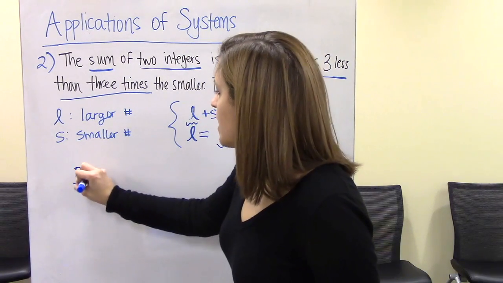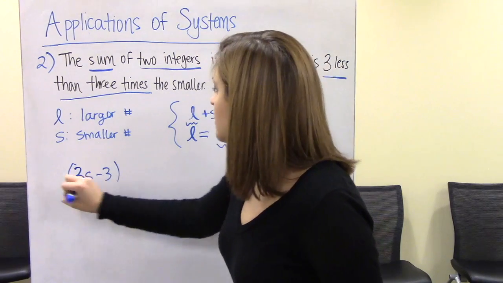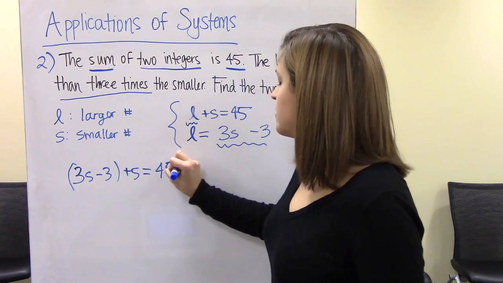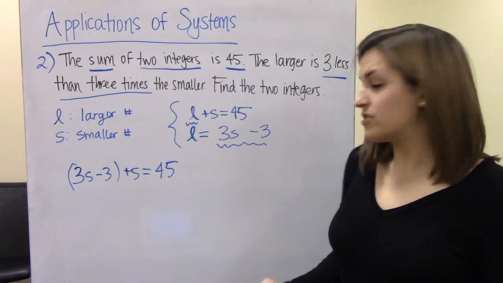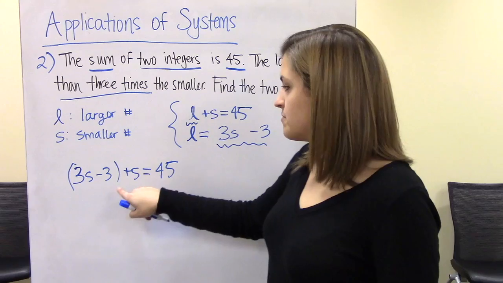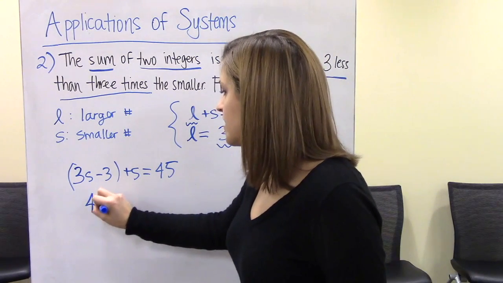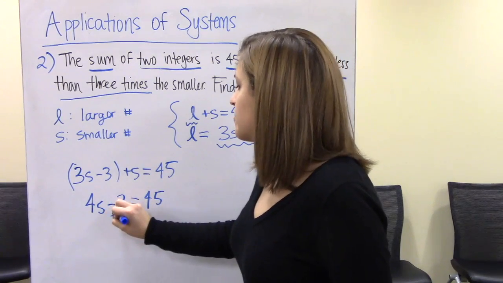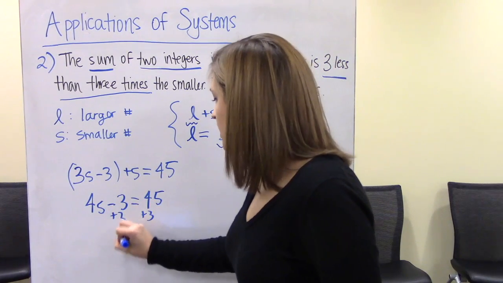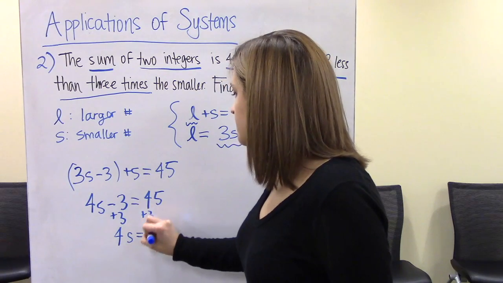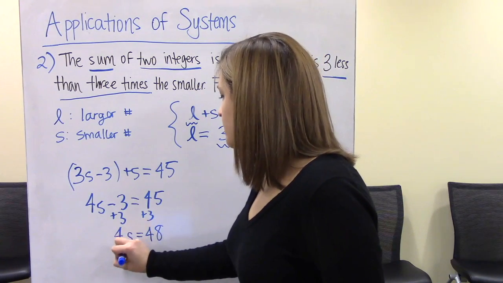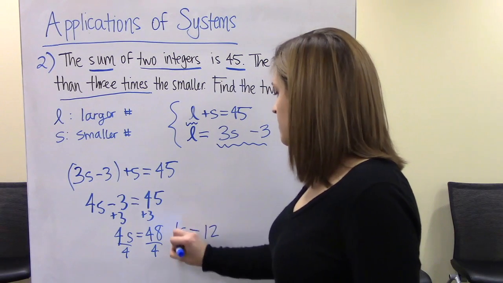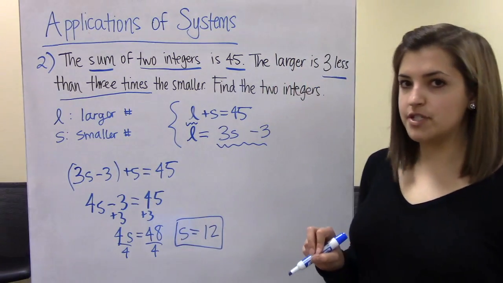So 3s minus 3 plus s equals 45. Now I can combine like terms here. So I'm going to have 3s plus s. So 4s minus 3 equals 45. I can add 3 to both sides, and I get 4s equals 48. Divide by 4, and I see that s equals 12. So my smaller number is going to be 12.